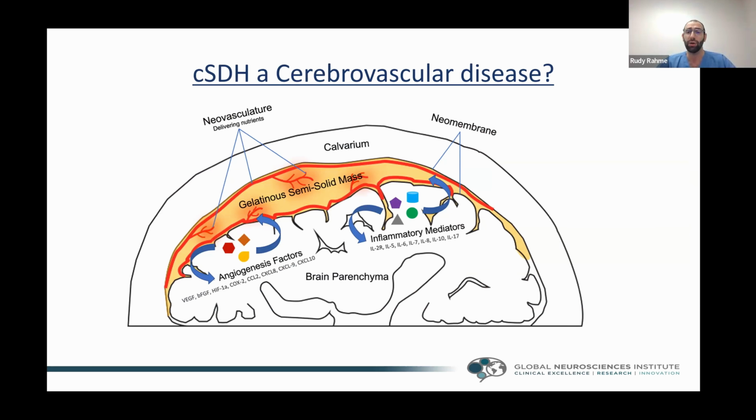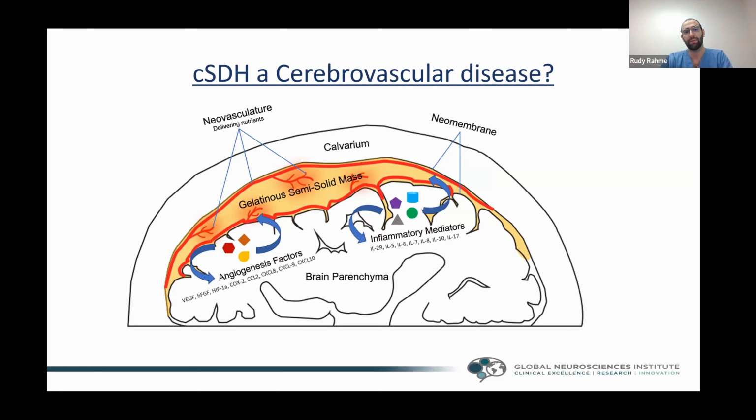We know that the presence of blood alone in the subdural space does not necessarily mean that you're going to develop a chronic subdural hematoma. In fact, studies in animal models show that blood alone in the subdural space does not lead to development of a chronic subdural hematoma. So what is missing here?